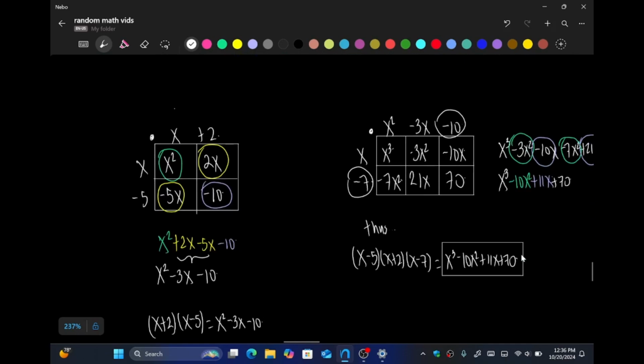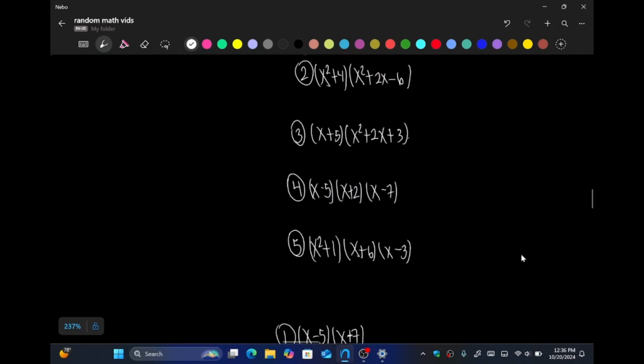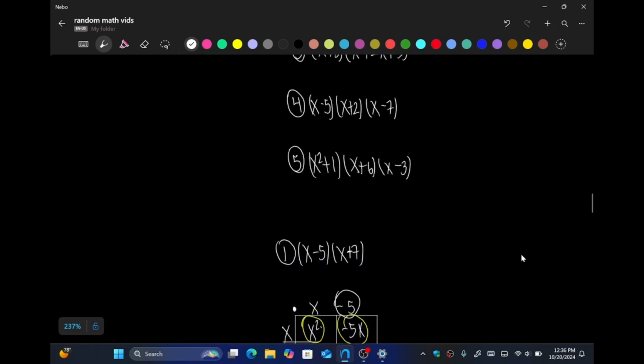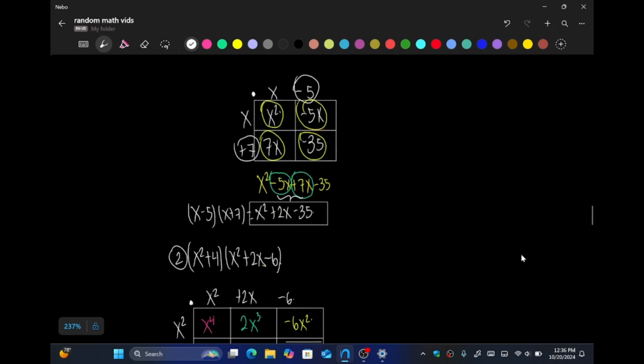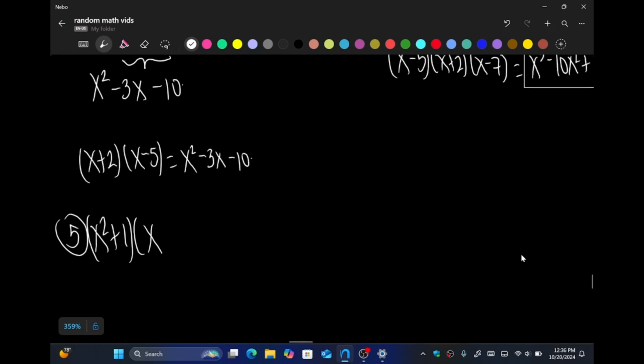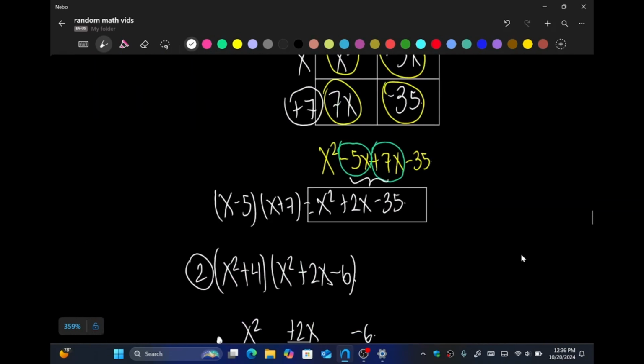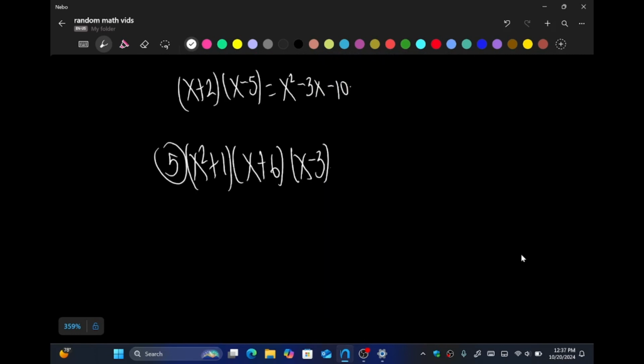Now, we're going to do number 5. So number 5 is the last one. So we're just going to go ahead and, again, this one is a little more tricky. So x squared plus 1. So number 5 times x, sorry guys, hold on, times x squared. Give me a second, let me write it down.